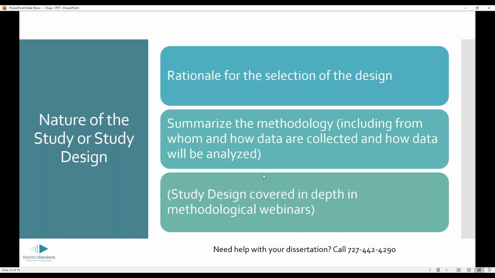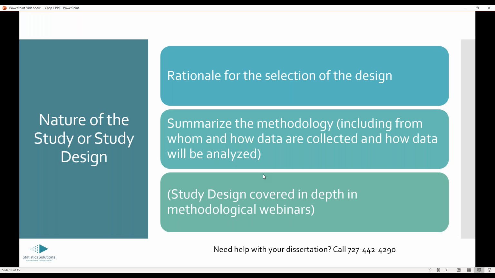Nature of the study. There's usually a section for nature of the study or study design where you talk about your approach. Define the approach you're using, why you're using this approach, and your specific study design, which is, if it's qualitative or quantitative, correlational or experimental or quasi-experimental, or maybe it's a case study. So the specific design needs to be discussed.